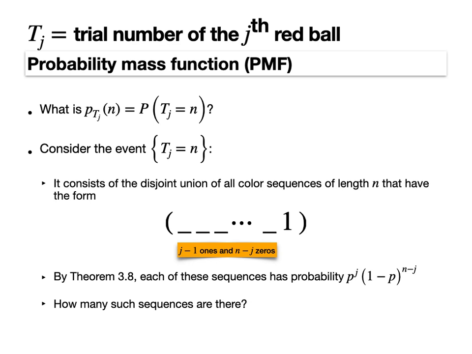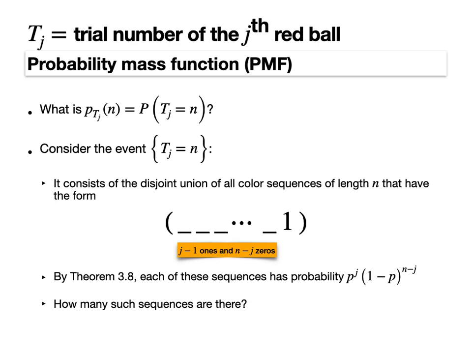So in general, if T sub j is equal to n, what you have are color sequences of length n, whose last entries are 1, and have the property that in the remaining n minus 1 entries, there are exactly j minus 1 ones and n minus j zeros. So by theorem 3.8 on color sequences, each one of those color sequences would have a probability of p to the j times 1 minus p raised to the n minus j. And why is that? Because each one of those color sequences has exactly j 1s, right? Because there have been j successes, and n minus j zeros.